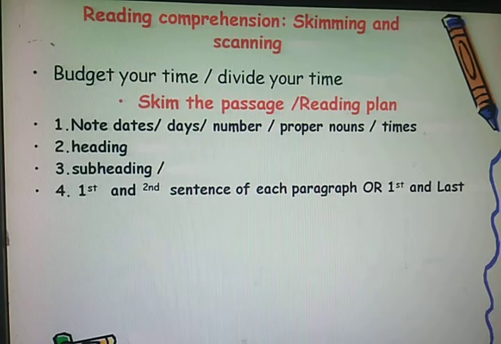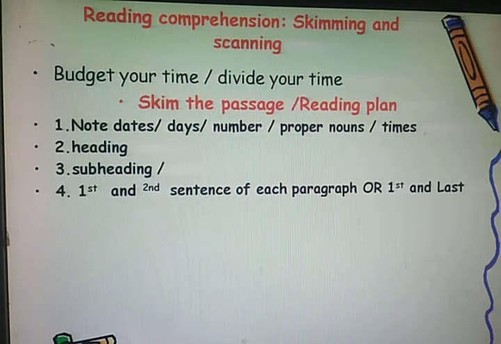We have to understand this point: first and second sentence of each paragraph, or first and last, means you have to read either the first and second sentence of each paragraph, or the first and the last sentence of each paragraph. Why are we saying first and last? Why first and second? Because most of the writers give information in these sentences. If you understand the first and second sentence of each paragraph, or the first and last sentence of each paragraph, it means half of your problem is solved.